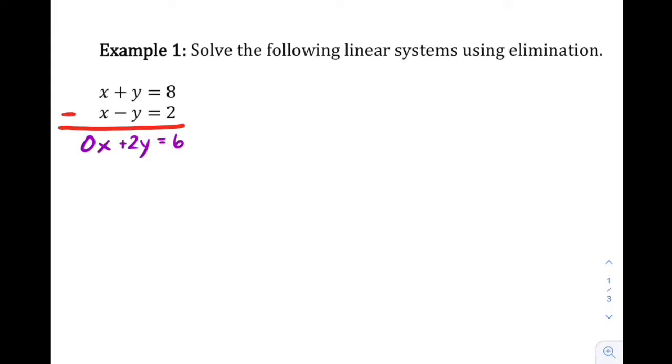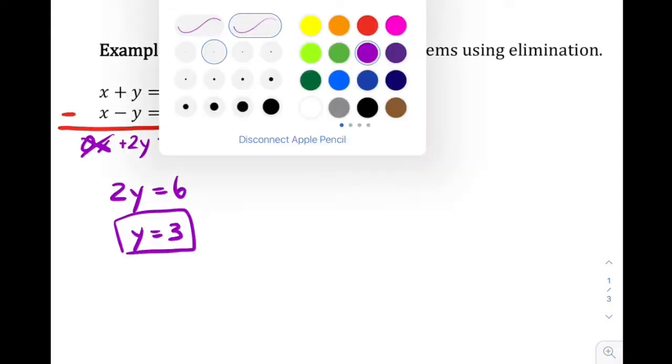And now I have a new equation. Because the x is 0, it's gone. I just have 2y is equal to 6, and I solve that by dividing both sides by 2. I get y is equal to 3. So a lot of times this is a very simple method, very quick method. Now what I'm going to do is I'm going to try to find out what the other variable is.